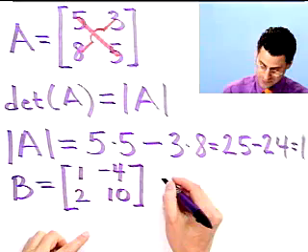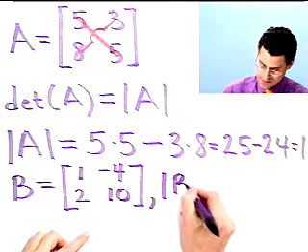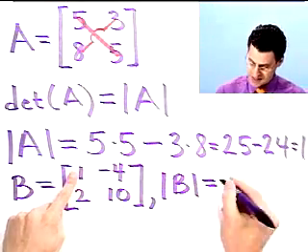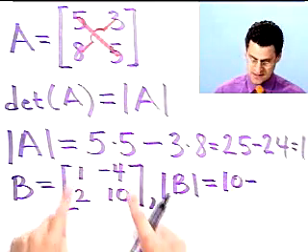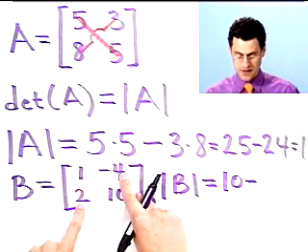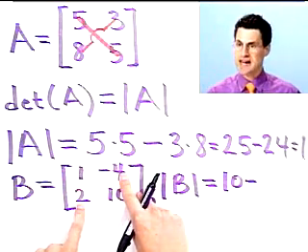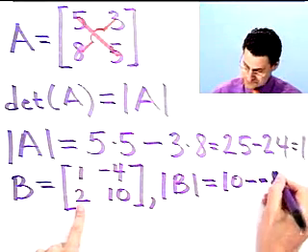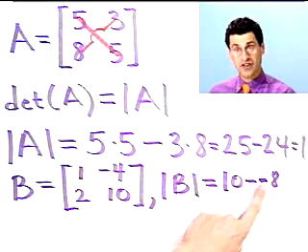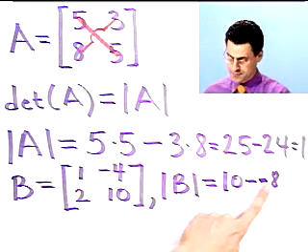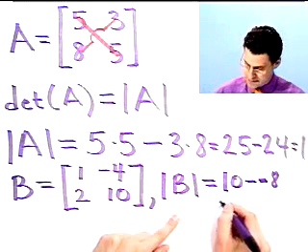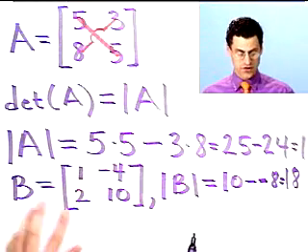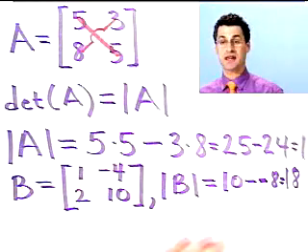Okay, well, let's see. The determinant of B equals 1 times 10, which is 10, minus 4 times 8, which is negative 8. So I have a 10 minus negative 8. So a negative times a negative is a positive. So in fact, I see 8 plus 10, which is 18. So this actually equals 18. So the determinant of this matrix turns out to be 18.